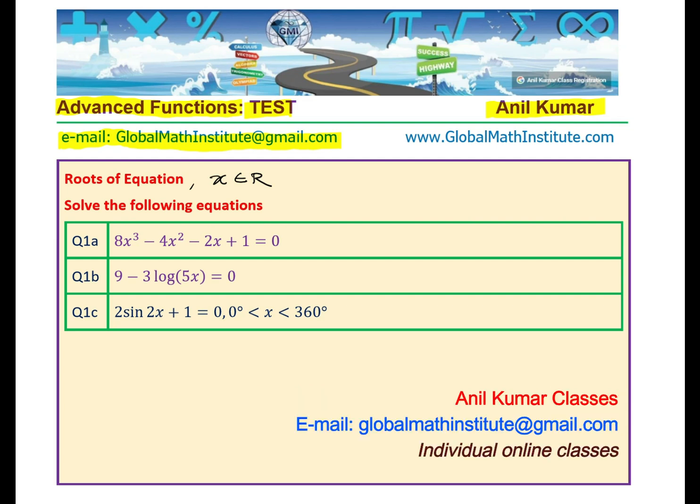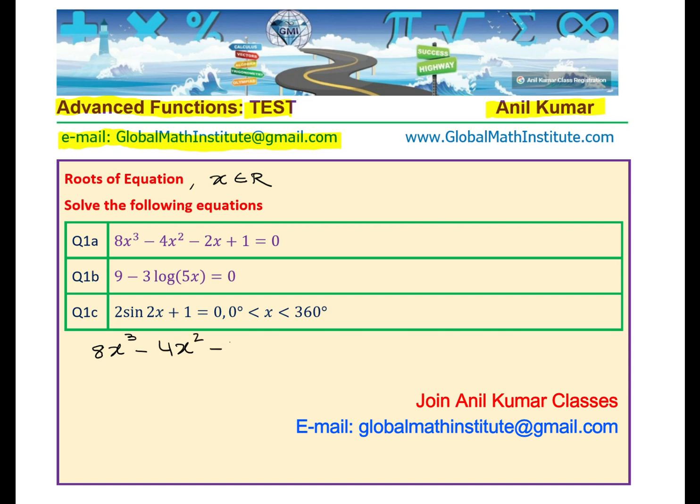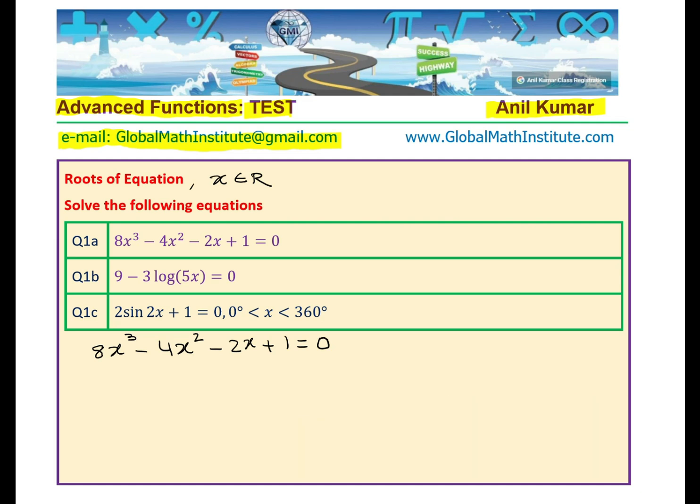Let's begin with the very first one, which is 8x cubed minus 4x squared minus 2x plus 1 equals 0. Now, a couple of ways you could check the roots. Try numbers 1 plus minus and see whether you get a 0 or not, or plus minus half, plus minus 1 over 4 or plus minus 1 over 8, as those are the possible roots using your factor theorem, of course. But this is much simpler.